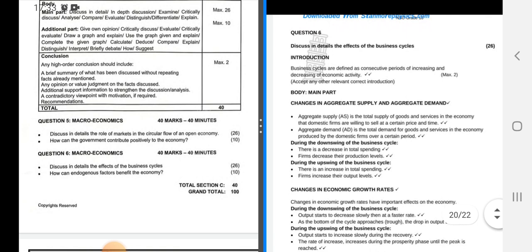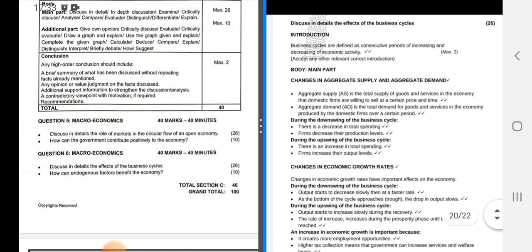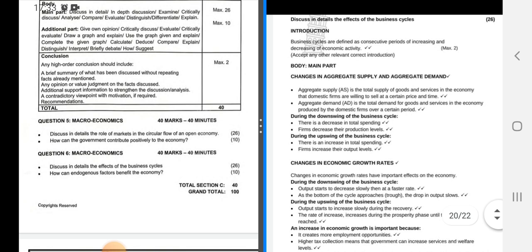So in question 6 it says, discuss in detail the effects of the business cycle. So for the body, you define what is a business cycle. That's what you tell us. A complete sentence: business cycles are defined as consecutive periods of increasing and decreasing economic activity. That is what a business cycle is. And then the main part, which we are asked to discuss in detail, is worth 26 marks.